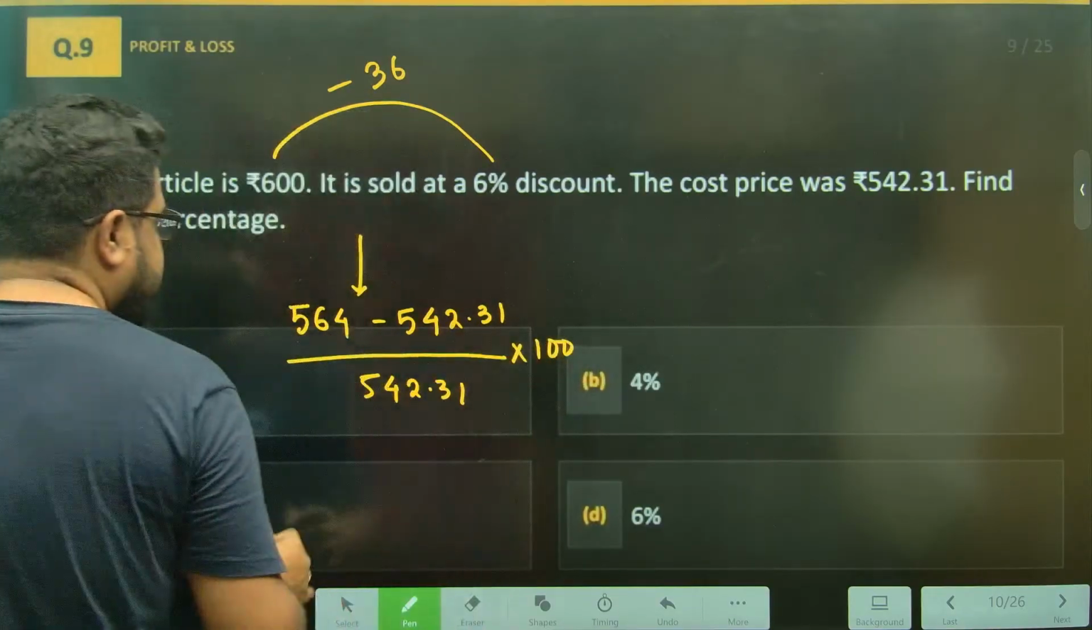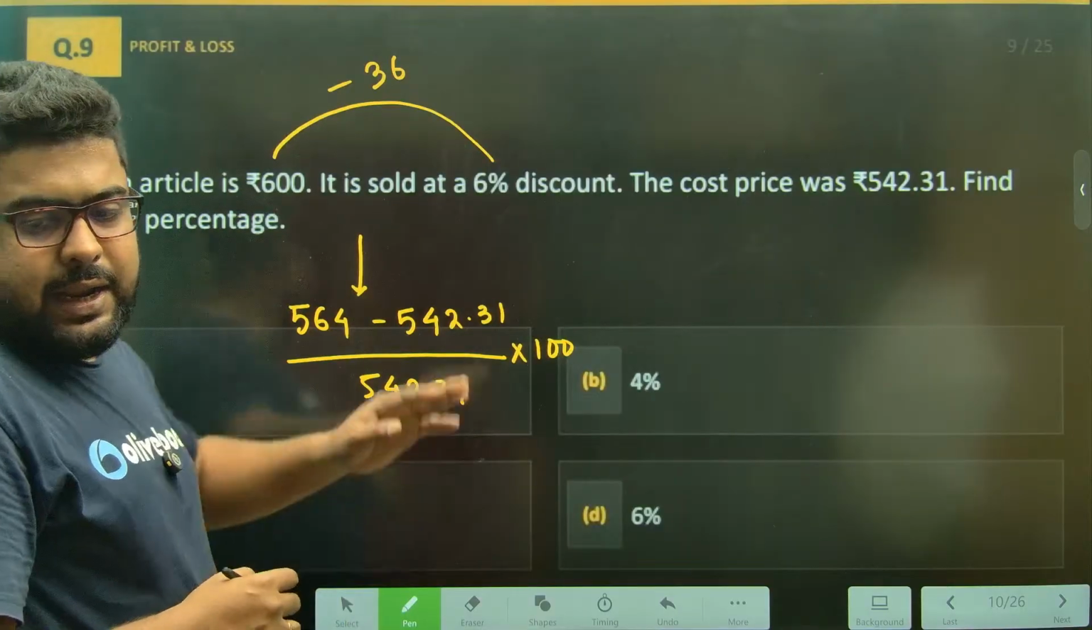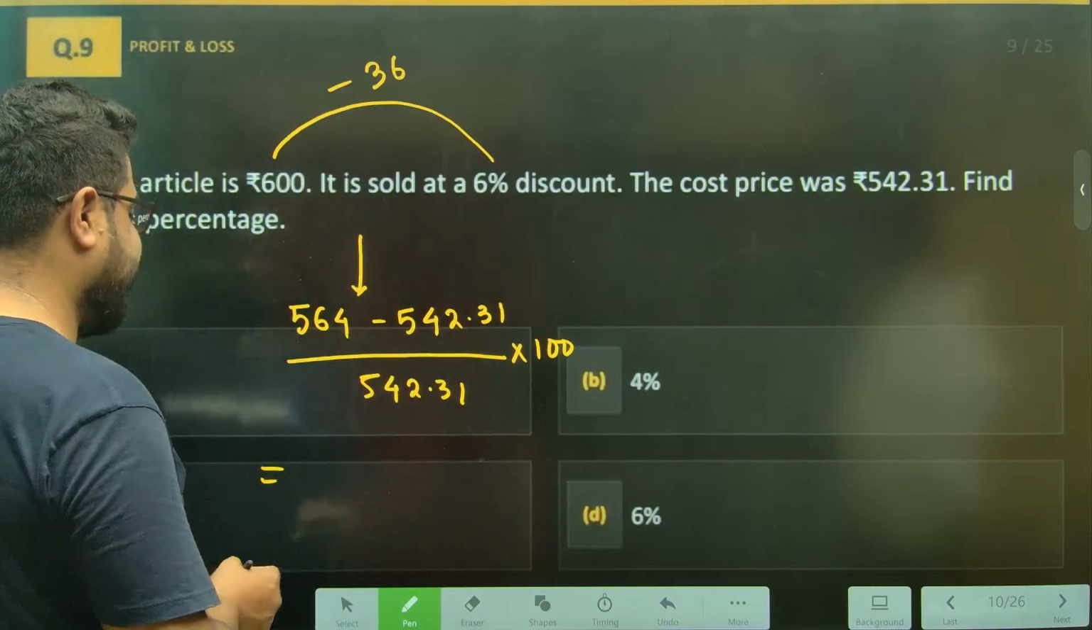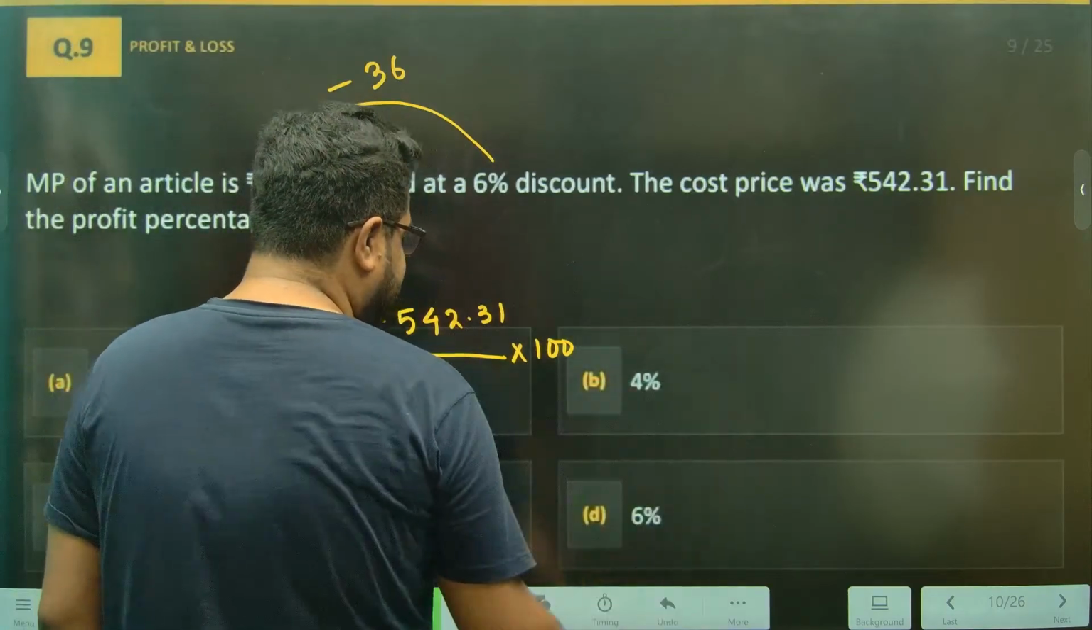The calculation. Here it's raining like crazy. So if something goes wrong with internet or electricity, please wait for a minute or so. I'll be back.